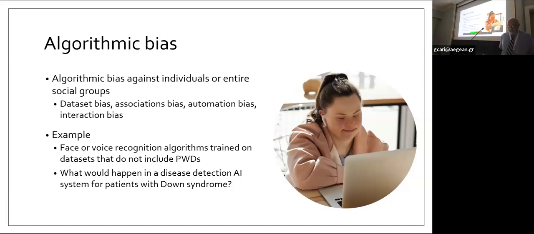As illustrative examples, bias pertains to the training datasets used for face or voice recognition algorithms, which do not include people with disabilities who might have different facial or vocal characteristics. As a result, an AI-empowered disease detection system entails the risk of failing to detect a disease simply due to the disability of the person being examined, for example, a person with Down syndrome.